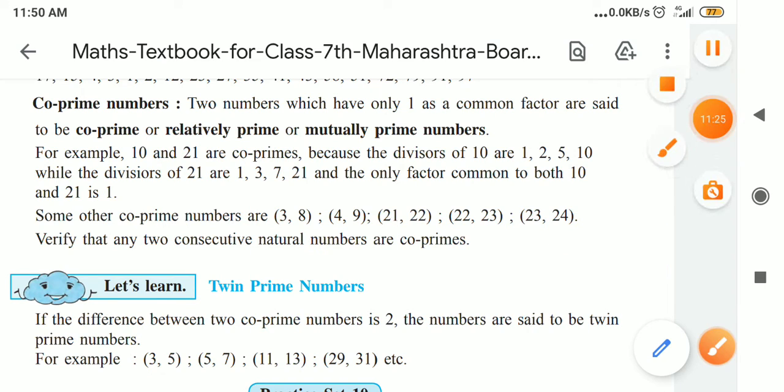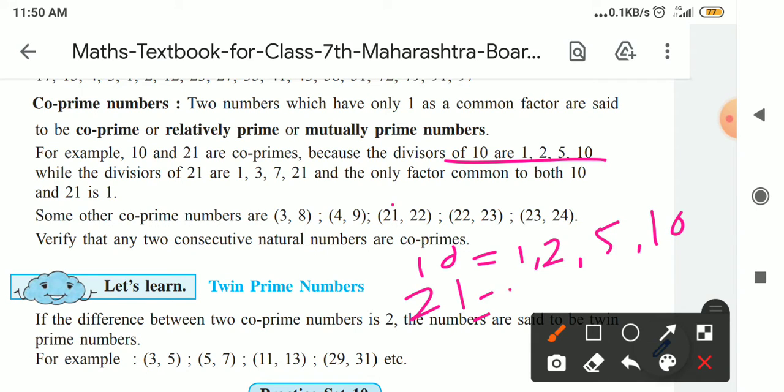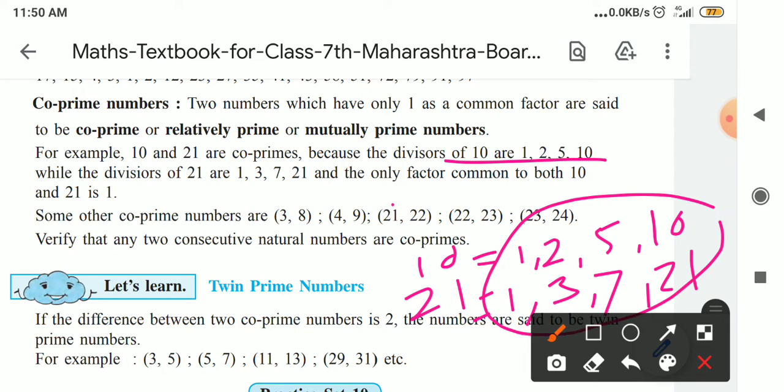Next, for example, 10 and 21 are co-prime because of the divisors. 10 is present in which tables? 1, 2 5s are 10, 5 2s are 10, and 10. And 21 has 1, which is common for all, then 3, 7, and 21. If you see here, nothing is common except 1. Such a pair of numbers is called co-prime numbers.